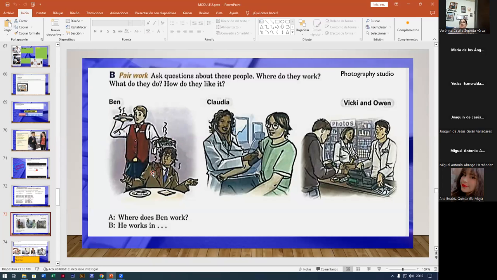Jessica Esmeralda? Jessica Hernandez? Buenas noches. Hey, good evening, Jessica. Can you tell me what does Ben do? What is his occupation? What do you think is his job? Es el de camisa roja. Ajá, this one. With the red vest. Fíjese que yo ahorita estoy trabajando, teacher. Oh, you're working. Okay, you're listening then. Okay, thank you.